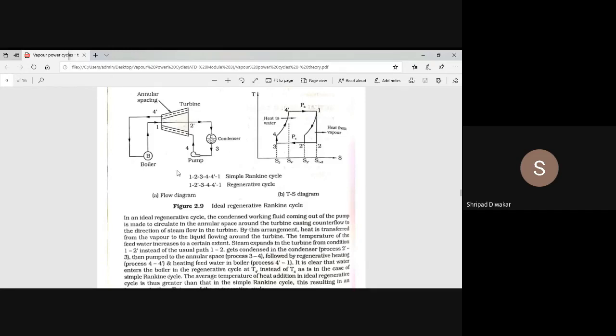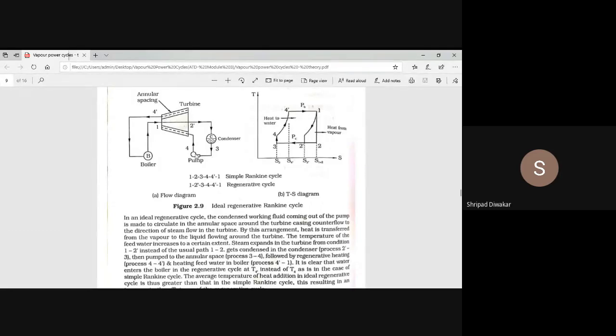So this flow diagram is most important. I'll explain the working principle once again. You start with the condenser. Whatever steam comes out from the turbine enters into the condenser. As it enters into the condenser, the temperature drops. There will be a change in phase from vapor to liquid, so the state is liquid here. That liquid water enters into the pump. As it enters into the pump, the pressure is increased.